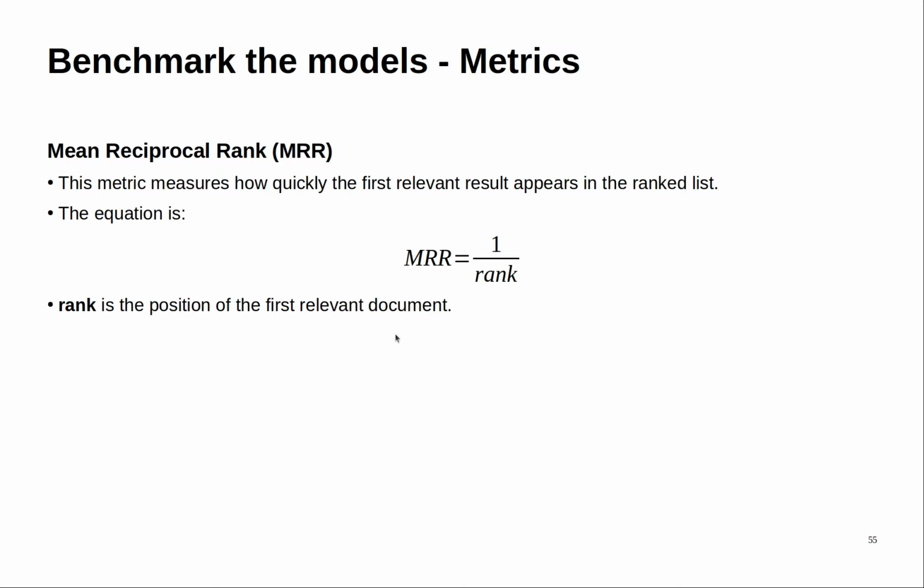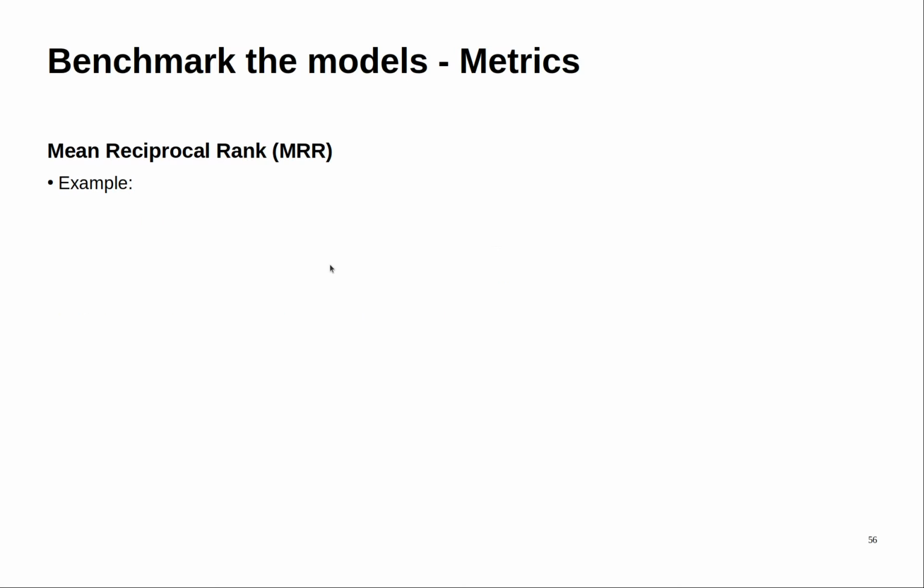When I say first relevant document, I mean the correct document. If I take a question, I know that there is only one document or one text chunk that answers that question. And if that document appears at the first position, then rank is going to be equal to 1, and MRR is going to be equal to 1, which is the highest value. If that document appeared, let's say, at the 5th position, then MRR is going to be equal to 1 over 5, and the score is going to be very low. So this is what I mean by measures how quickly the first relevant result appears in the ranked list. Let's see an example to demonstrate this.